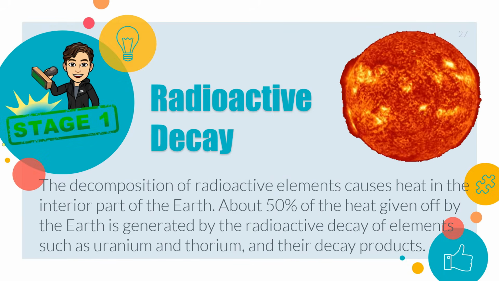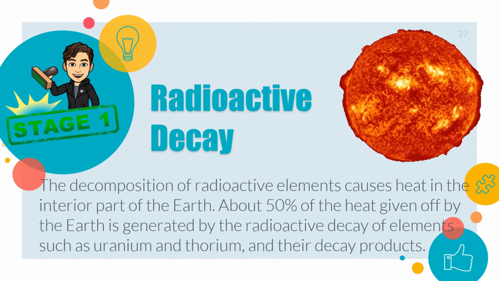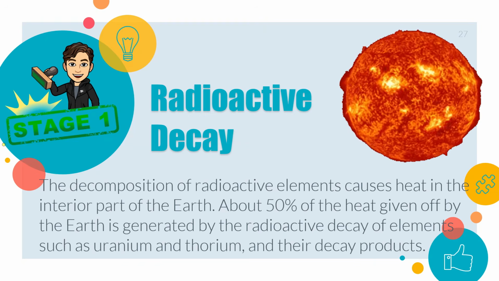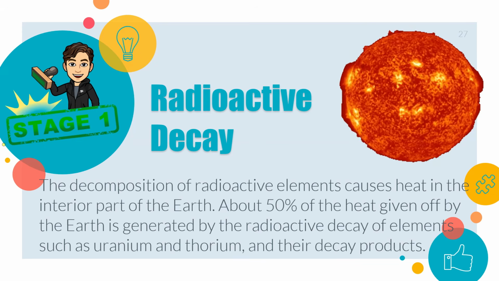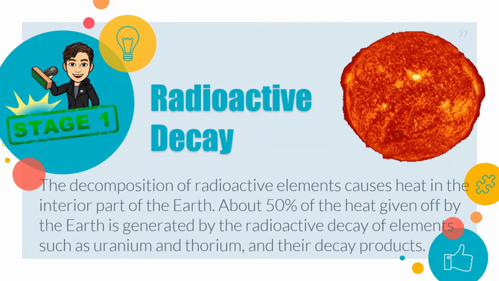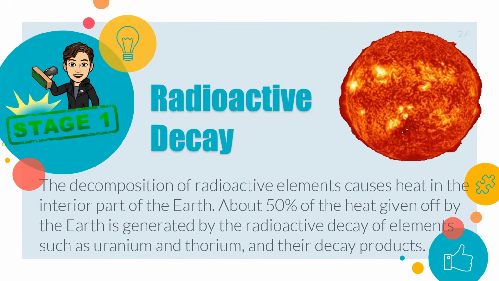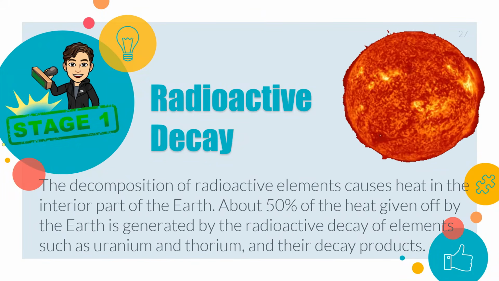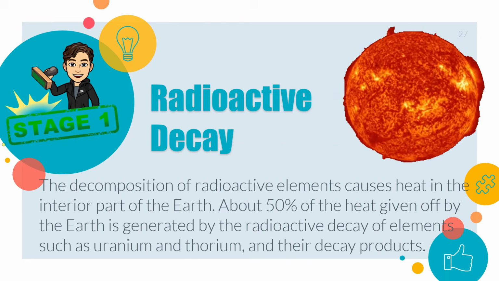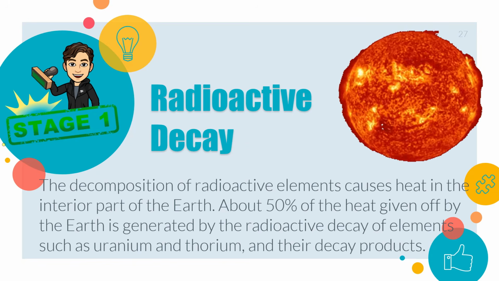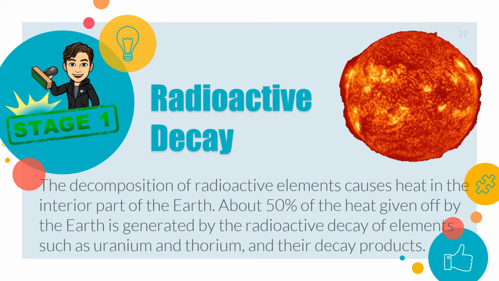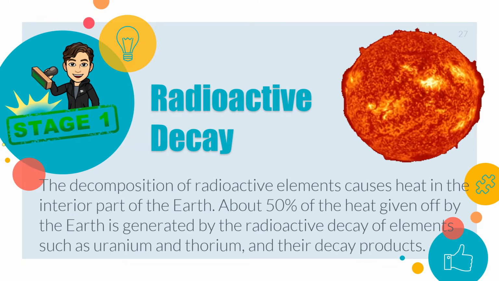Yung paggalaw ng mga lithospheric plates ay nagsisimula muna sa radioactive decay. So ano nga ba itong radioactive decay? Ito yung decomposition ng mga radioactive elements na matatagpuan sa Earth's core. Ano nga ba itong mga radioactive elements na to? So this is caused by uranium and thorium. So about 50% of heat given off by the Earth is generated by the radioactive decay of elements.